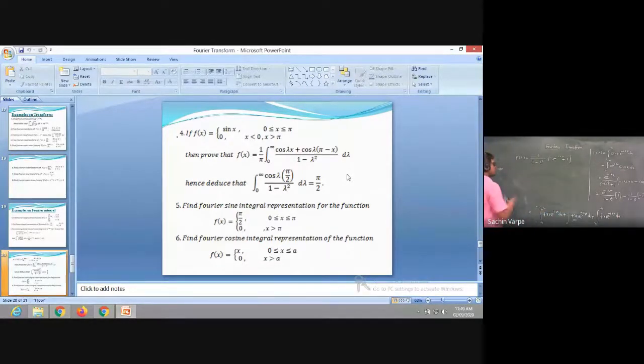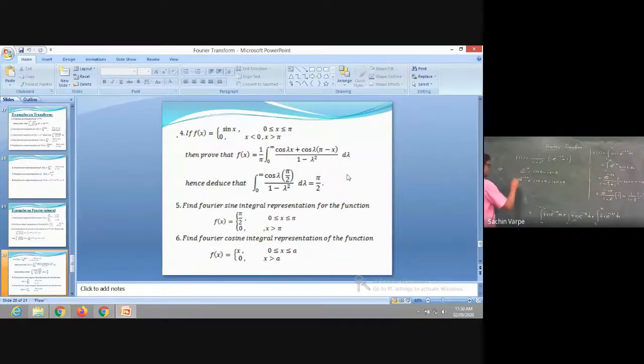What is Euler's formula? I'm writing here. e raised to i theta will be cos theta plus i sine theta. And if it is minus, then it will be cos theta minus i sine theta, right? So here theta is lambda pi. You can check. Therefore, e raised to minus i lambda pi is equal to cos of lambda pi minus i sine lambda pi. All right.